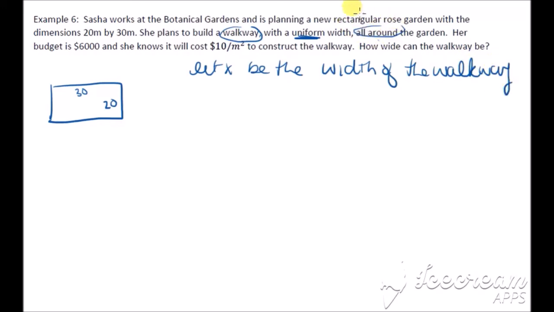It says all around her garden. Okay, so it's not on two adjacent sides. This one's all around her garden. Okay, so we've seen this before with the map on the picture. Okay, so here's something a little bit different. So this gives us a constraint.